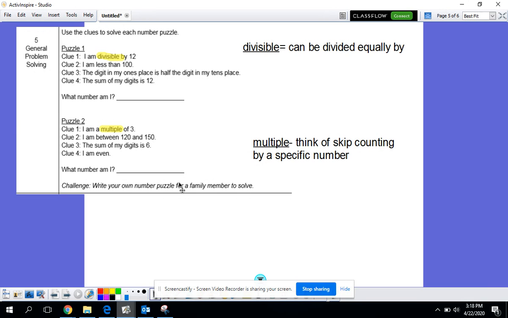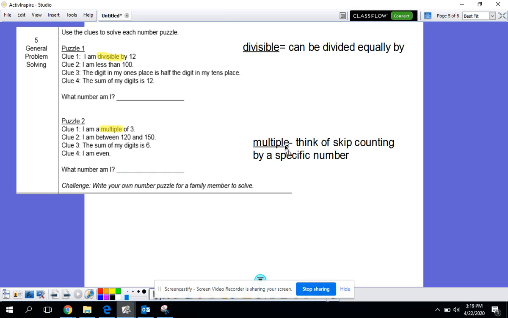Before we start and before I give you some tips and tricks, I wanted to go over two vocabulary words. So in puzzle one, it talks about this word divisible. You should probably recognize some of that word. It goes along with divide. So when something's divisible, it can be divided equally by. So when it says I am divisible by 12, it means the number you're trying to guess can be divided by 12 evenly. And then for puzzle two, the word multiple.